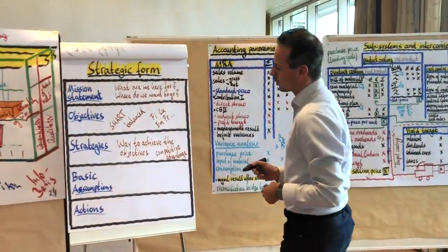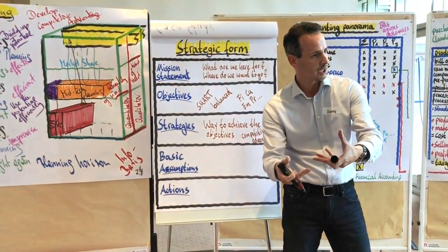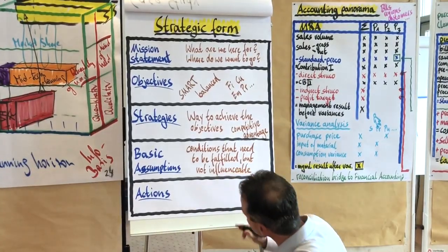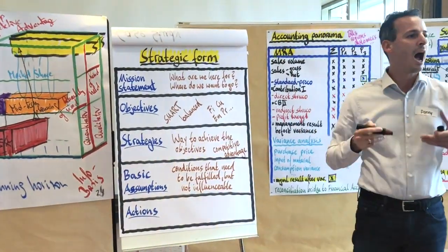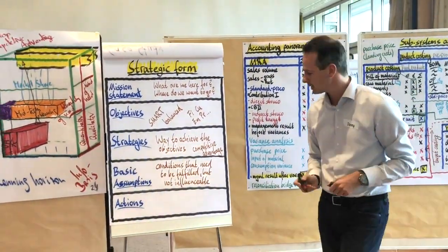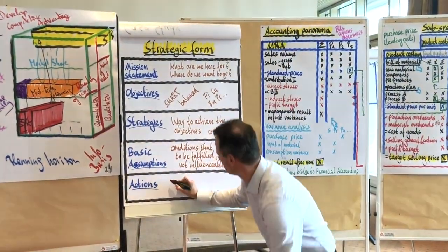Basic assumptions are conditions that need to be fulfilled so that you can implement the strategy, but you cannot influence them yourself. And the last step is, you have to think about how to bring the strategy to life now. So we are talking about concrete actions. That means first steps, how to implement the strategy now.